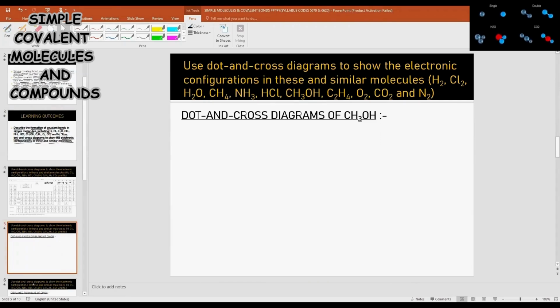In today's video, I am drawing the dot and cross diagram of CH3OH. Its name is methanol. CH3OH. It's methanol.